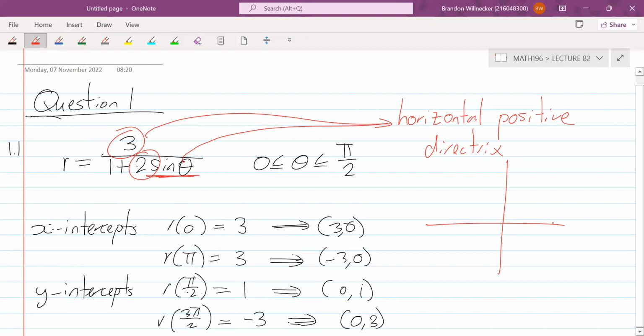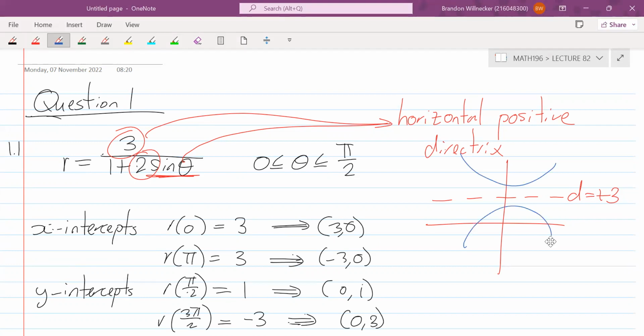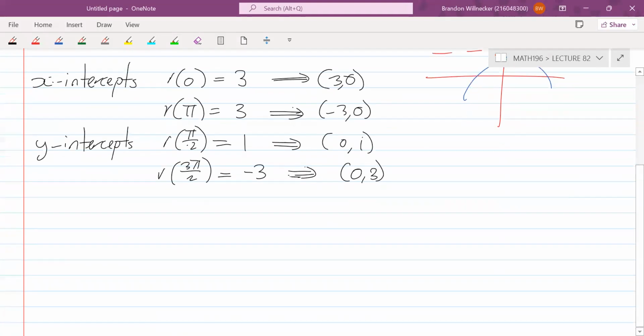Okay, so if we do a little sketch, it's going to be something like this. That's going to be our directrix for the hyperbola. And we know it's a hyperbola because there's a 2 in front of the sine theta. So it's going to be something like this. But that's just a very rough sketch. Let's do it a bit nicer.